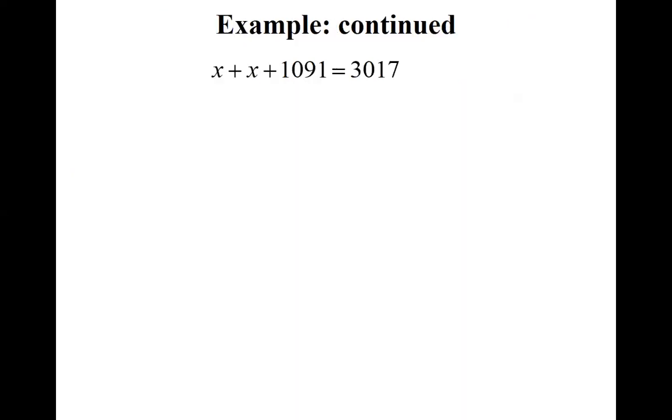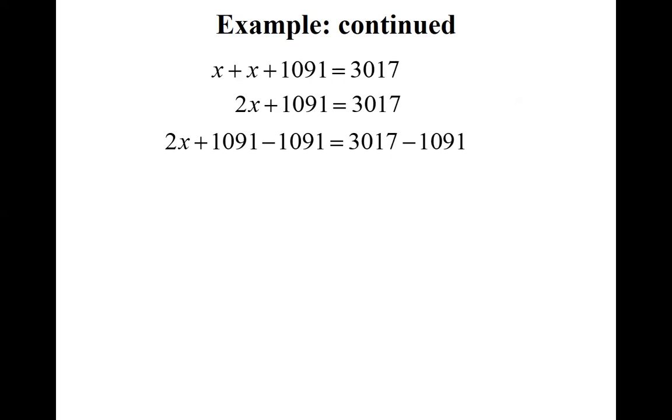Now it's time to solve our equation. Combine like terms on the left. x plus x is 2x. Let's get the 2x by itself, so subtract 1,091 from both sides. That gives us 2x equals 1,926. Divide both sides by 2, we get x equals 963.